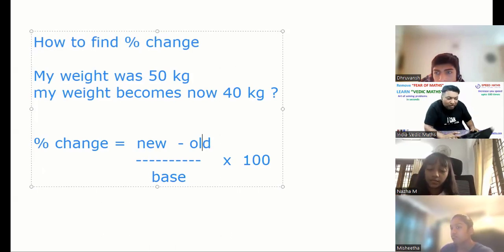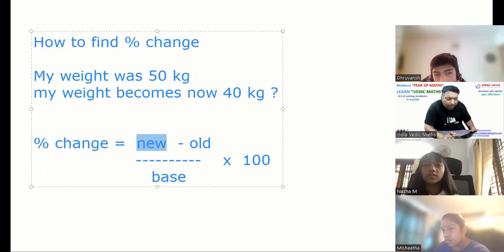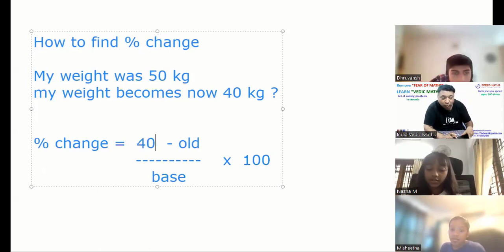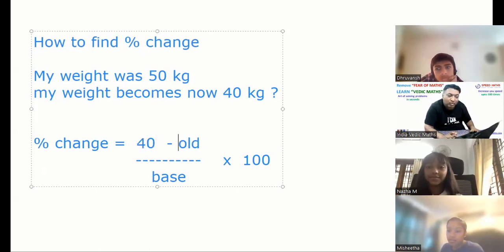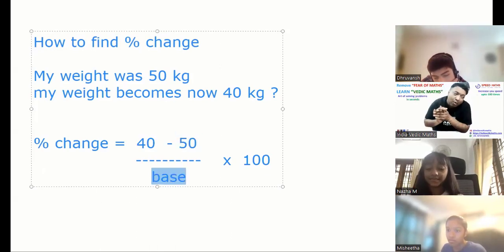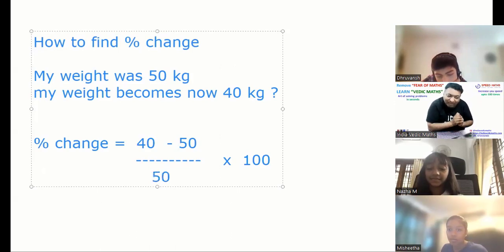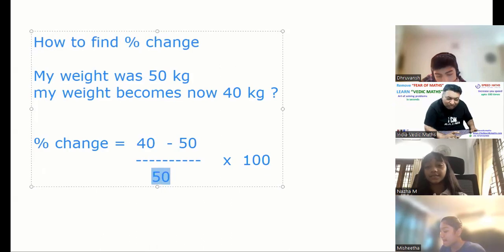So now, how much is your new weight? 40 kg. You are so fat. And how was your old weight? 50. Correct? Base means, what was the original? Starting, how much weight was there? 50, right? 50 has become 40, correct or not? Yes, sir. So base is the original weight. That's it. So what is 40 minus 50?